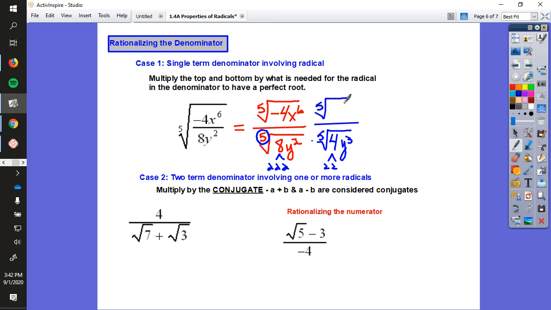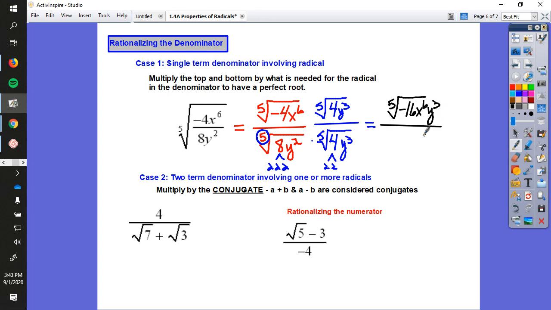And so I've got 4, and whatever you do to the bottom, you've got to do the top. Okay, so that's where we're at right now. So now I can simplify the top by multiplying, and then I'll end up making this look a little prettier. So x to the 6 y cubed.